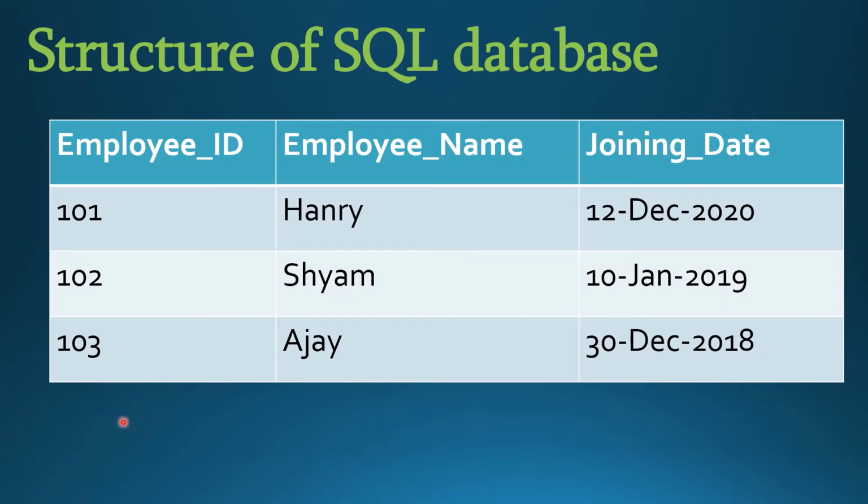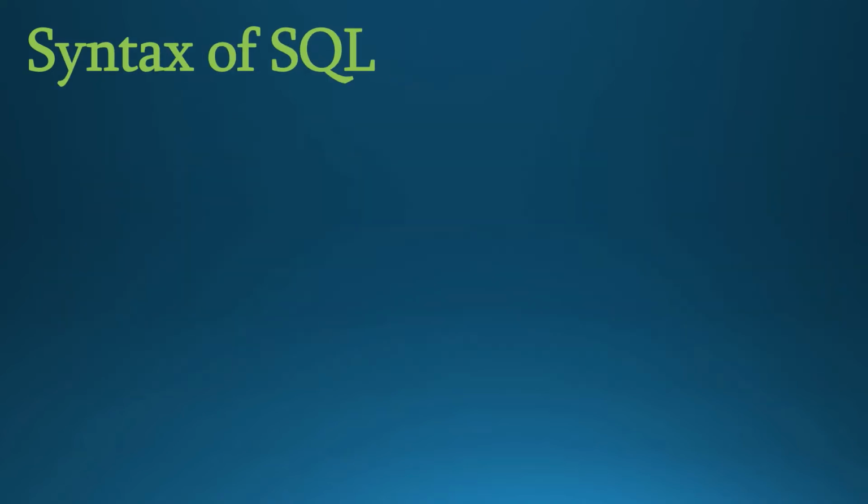This is a sample structure of a SQL database. Here we can call it row 1, row 2, row 3. This is column 1, column 2, column 3. This is a defined structure of a table. The relationship between tables and fields is called schema. Now let's look at simple syntax of SQL.